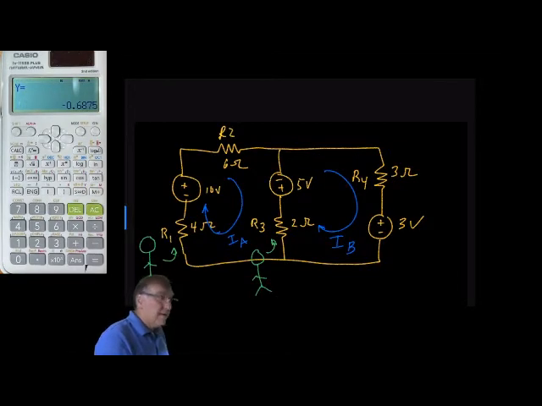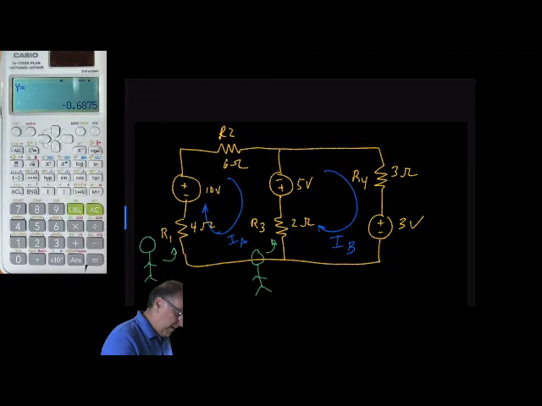So let's look at another example. So here's the circuit of interest. We'll now write equations for that. So the first equation will be 4IA minus 10 plus 6IA minus 5 plus 2IA minus 2IB equals 0. Let's go back to that circuit.